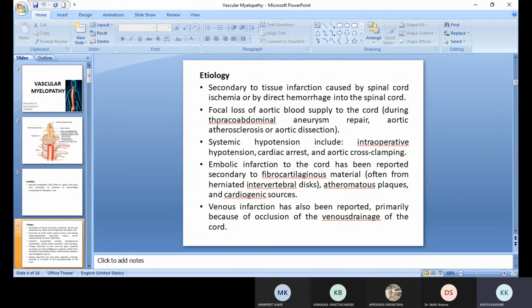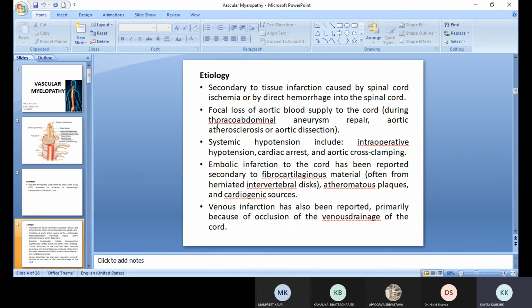In a spinal cord, the veins have no valves. That's why there are more chances of venous infarction. When Valsalva and increased abdominal pressure occur, these both cause compression of the veins and cause infarction of the spinal veins. And veins are also of two types, anterior and posterior vein of the spinal cord.